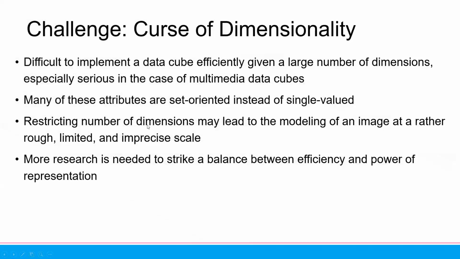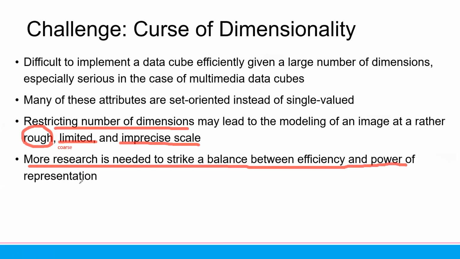Restricting the number of dimensions may lead to modeling of an image at a rather rough level. Okay. So we learned about rough, it is coarse. We cannot see the detail. We cannot see the exact picture. Sometimes it is also a limited and imprecise scale. So we cannot restrict the number of dimensions. But if we have many dimensions, the computation will be so expensive. So more research is needed to strike a balance between efficiency and the power of representation.